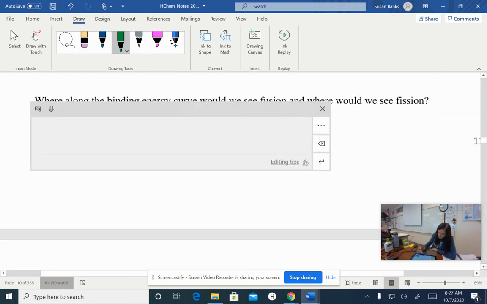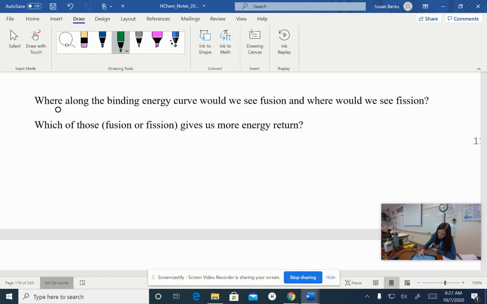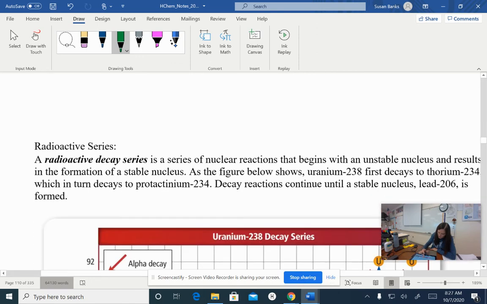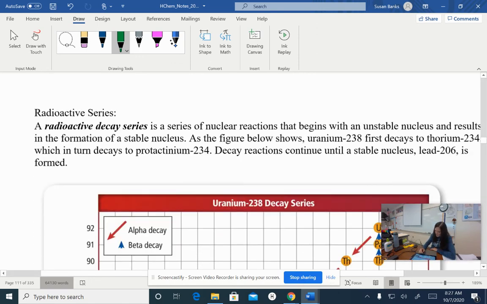So fusion gives us more energy for sure. Okay, so I want to stop that there, and we'll talk about radioactive series and nuclear decay and half-life.